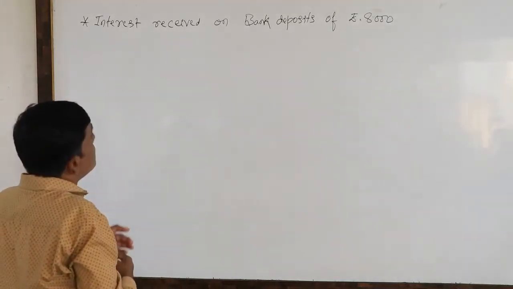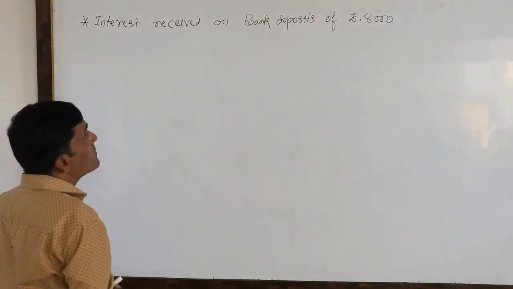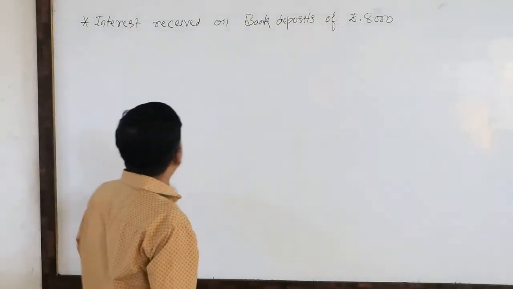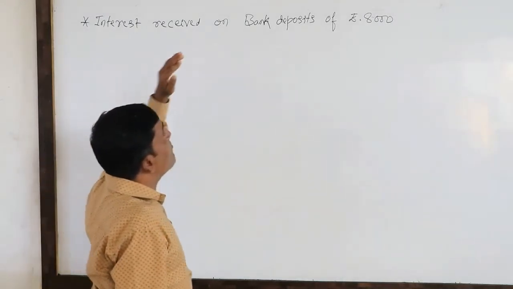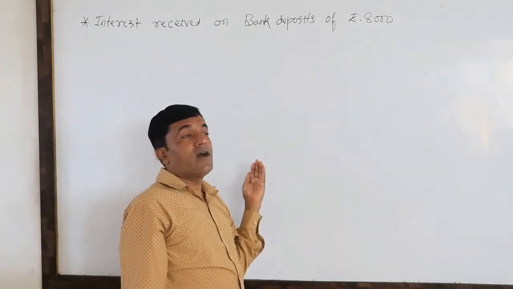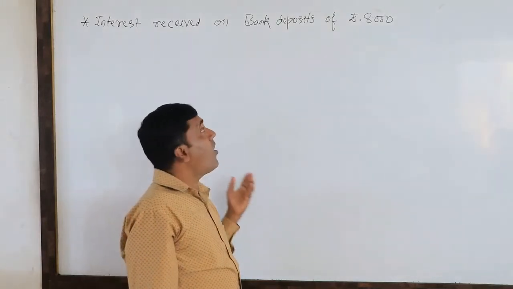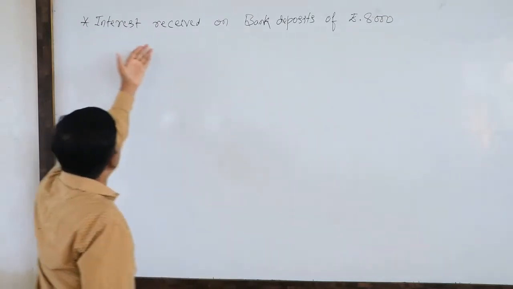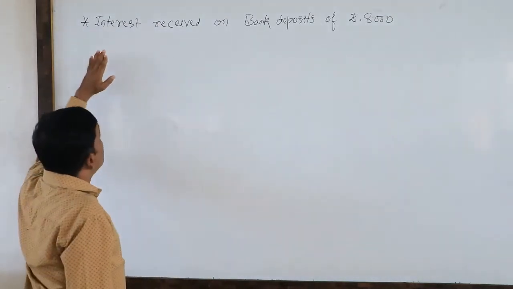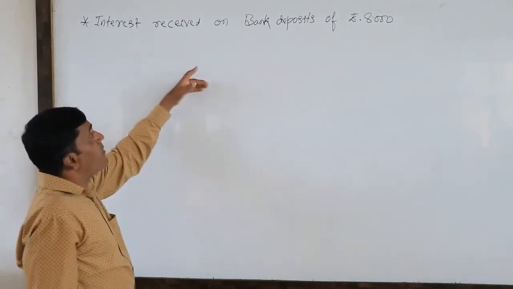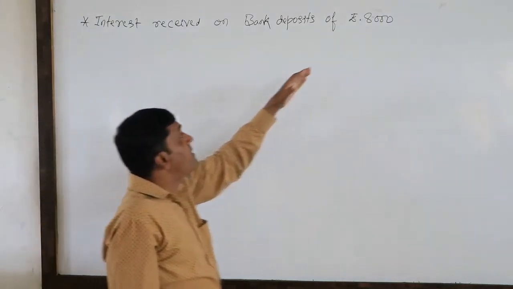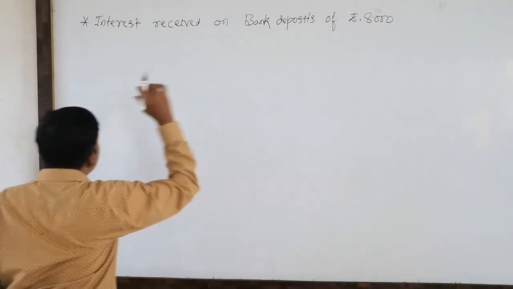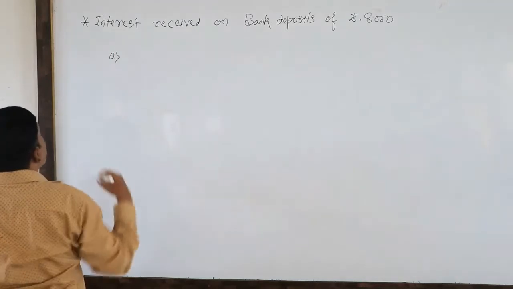Interest received on bank deposits of rupees 8,000. Keep in mind, dear students, here we had made some bank deposits, say fixed deposits. On such deposits we have earned interest of rupees 8,000, and that amount has been received. From this rough book entry, we need to identify two aspects.